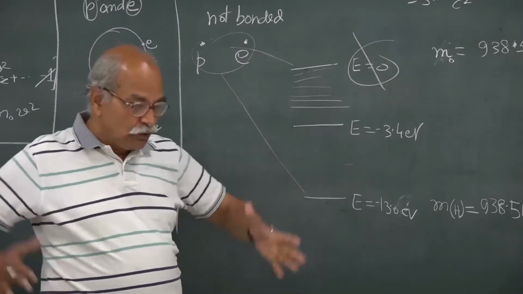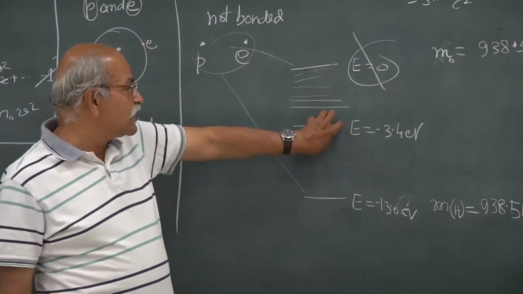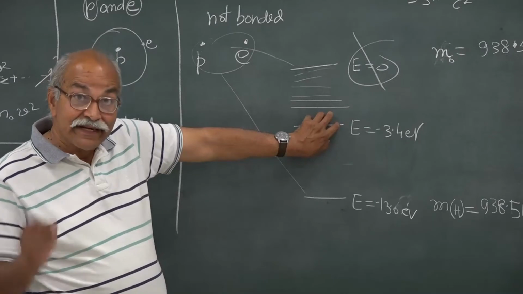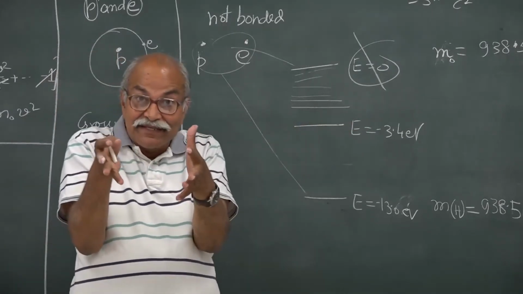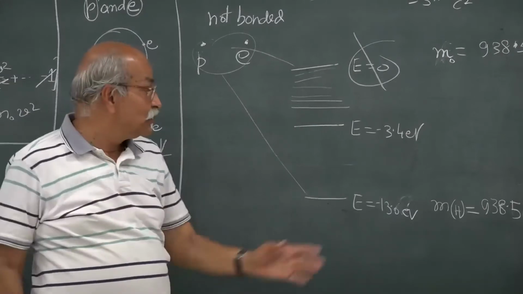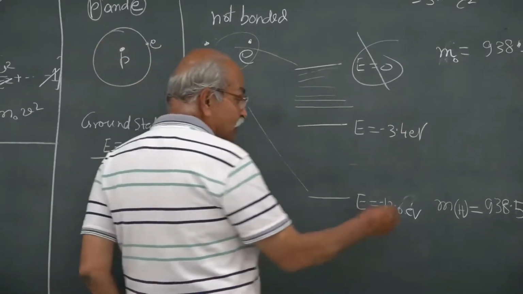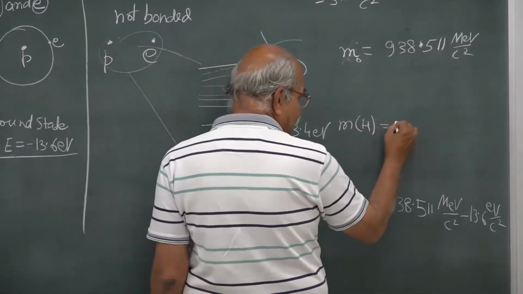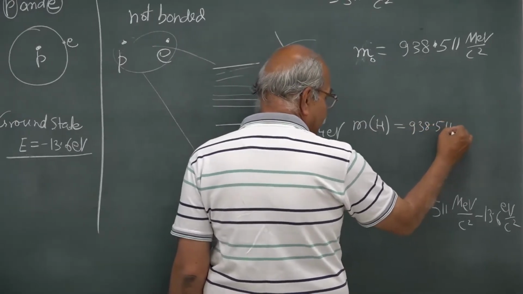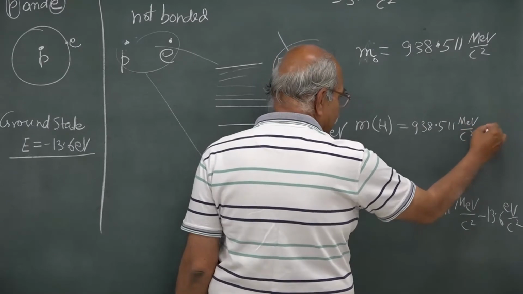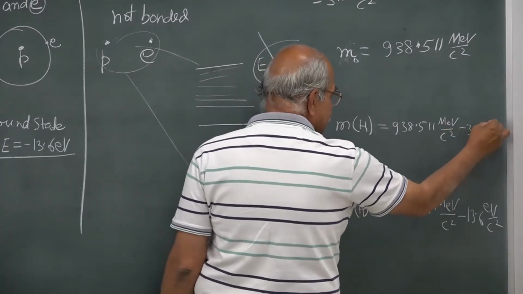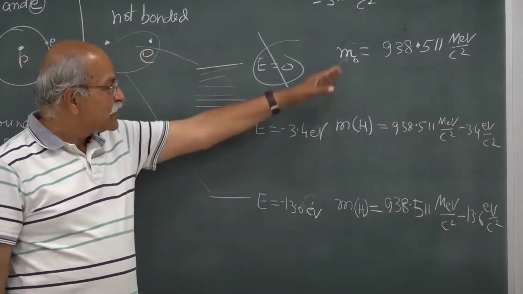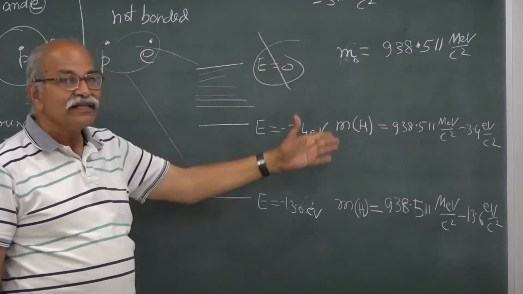First excited state: you give some energy and the hydrogen atom reaches this energy level, the first excited state. It is still at rest. The atom as such is still at rest, the atom is not moving. So, it is rest mass only, but this rest mass in the first excited state will be 938.511 MeV/c² plus, from here it is 3.4 eV/c² less. So, the rest mass is different here, different here, different here.